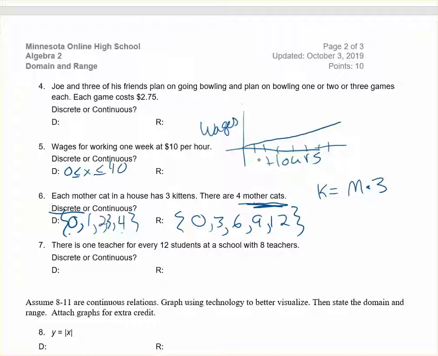And then the range is based on that. So think about if I worked for 0 hours, I would get 0 wages. If I worked all the way up to 40, it says it's $10 per hour. So what would be the max you could get for your range? And then fill that part in on your worksheet.